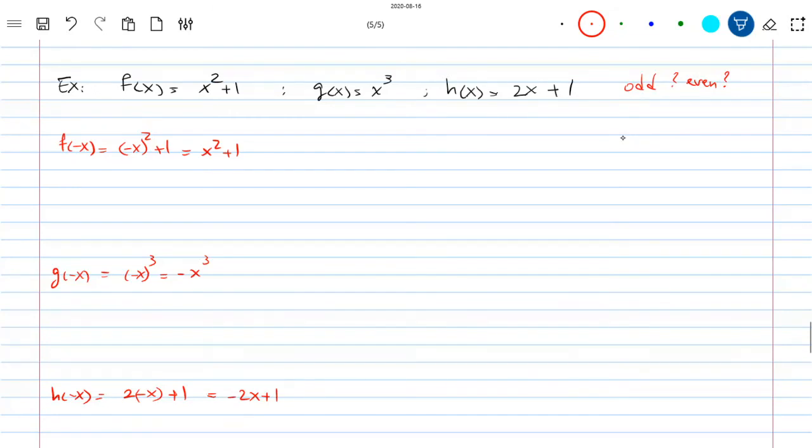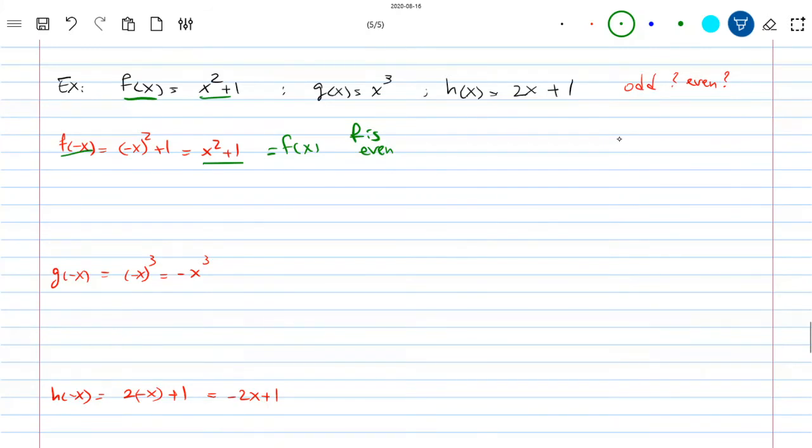Okay, so now let's compare. What is the relation between f of negative x and f of x? This is f of negative x and that's f of x. They're equal to each other, so this is equal to f of x. If that happens, what can I say? I can say this is an even function. The f is even.